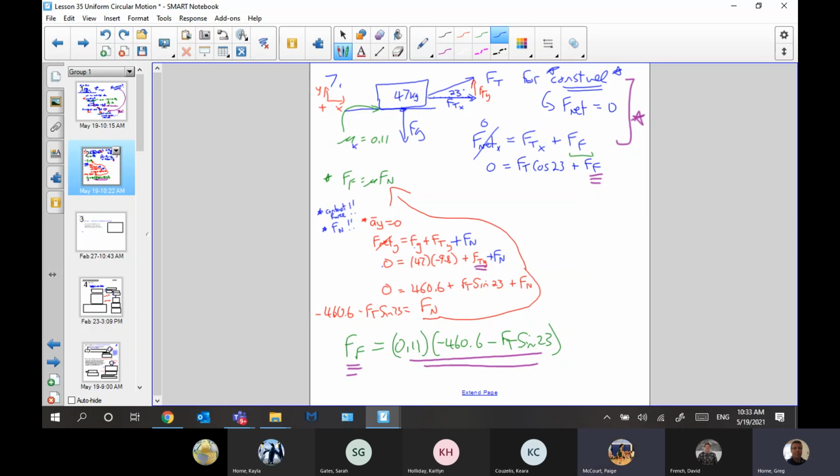Mr. Horn, where's the 0.11 from? They gave it, that was given. Oh, okay, thanks. Up here, I'll circle it for now. They gave us that 0.11 number, so this is just mu Fn, right? I'll put another star here. This is that equation just with the normal force plugged in.